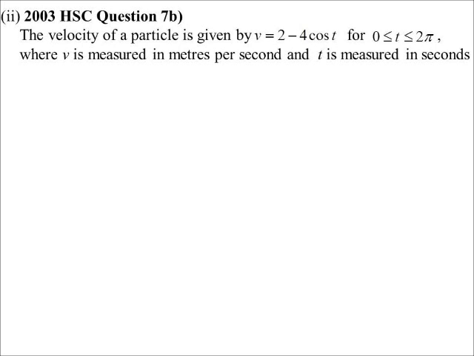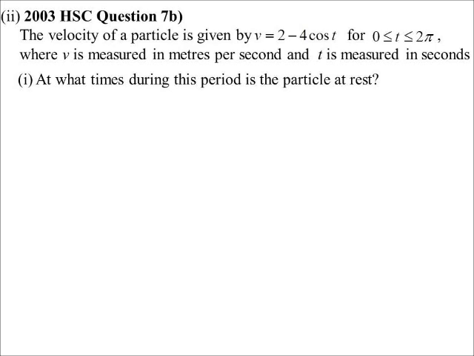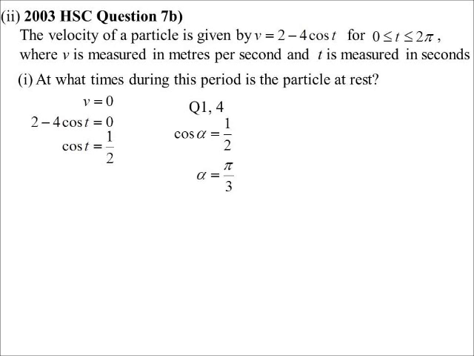So velocity is 2 minus 4 cos t, where V is measured in the usual units, meters per second. So at what times is the particle at rest? Well, we know that's when velocity equals 0, so we can solve it, and it's in the first and the fourth quadrant. There they are: pi on 3 and 5 pi on 3 for our little domain of 0 to 2 pi.